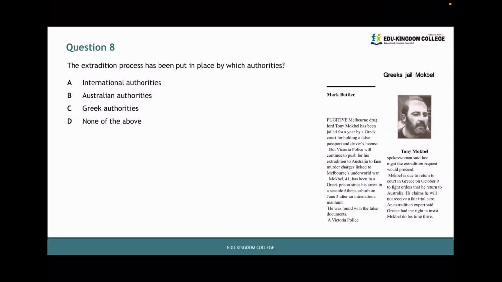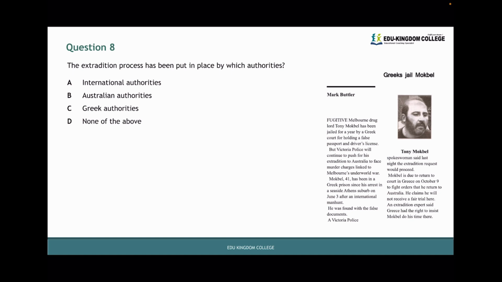Question 8 asks us, the extradition process has been put in place by which authorities? So firstly, extradition means trying to catch a criminal even though they transcend your borders. So in this article, Mokbel can be in Greece but also in Australia. So the whole extradition process has got to do with Greece and Australia having to work together so that justice is served, basically. So in this case, we want to find out who is taking the reins, right? Who's really driving this.